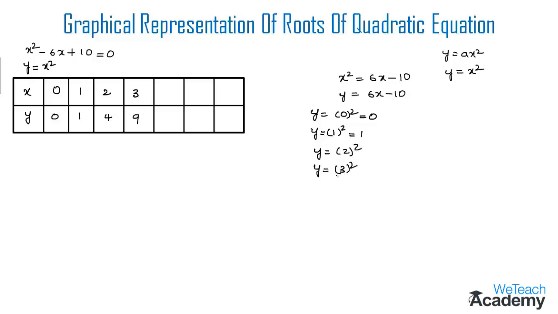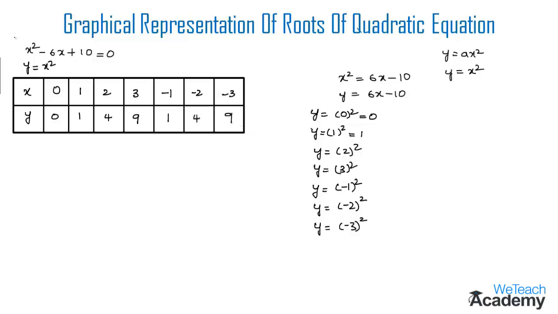So now let us assume some negative values for x. So if we consider the x value as minus 1, then the y value would be minus 1 whole square, that implies 1. And if we consider the x value as minus 2, then we get the y value as minus 2 whole square, that implies 4. And if x value is minus 3, then y value would be minus 3 whole square, that implies 9.